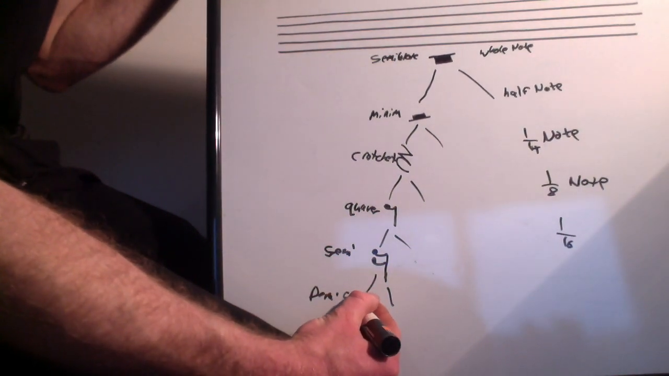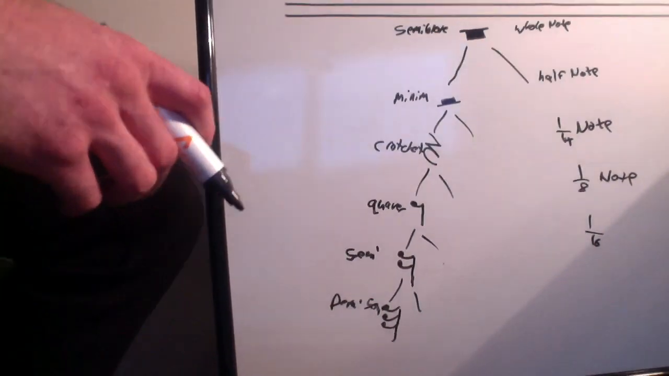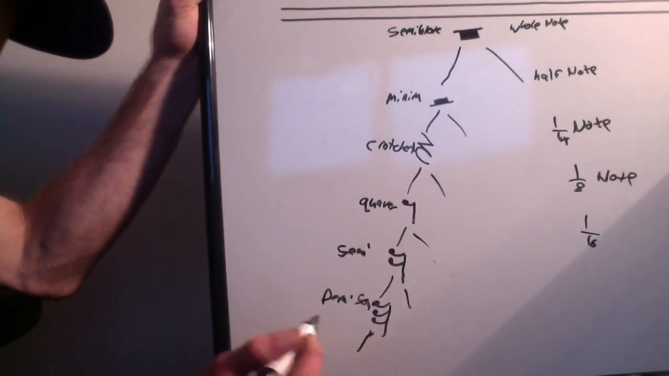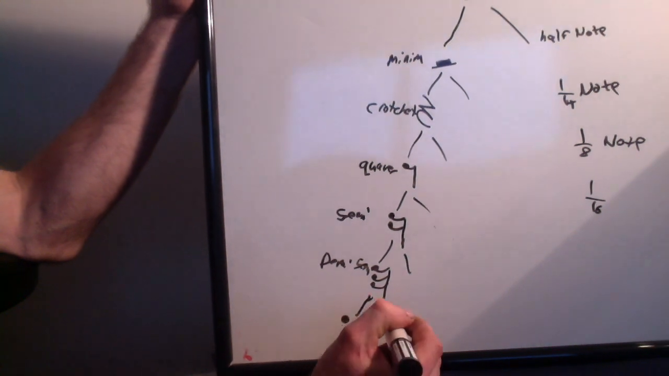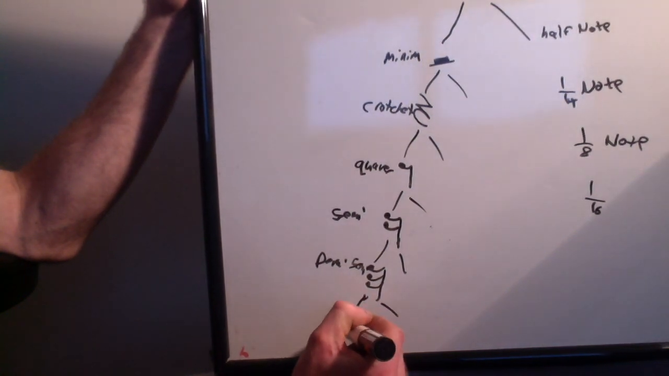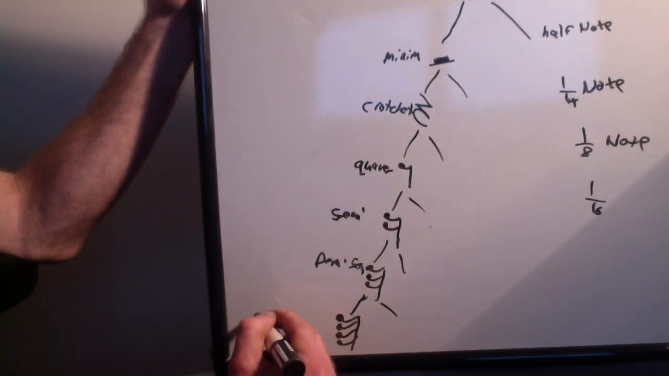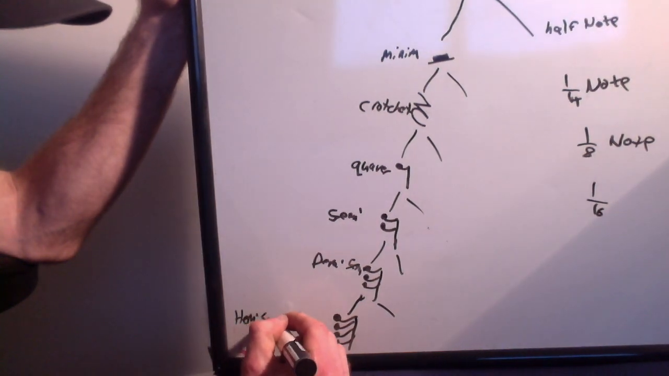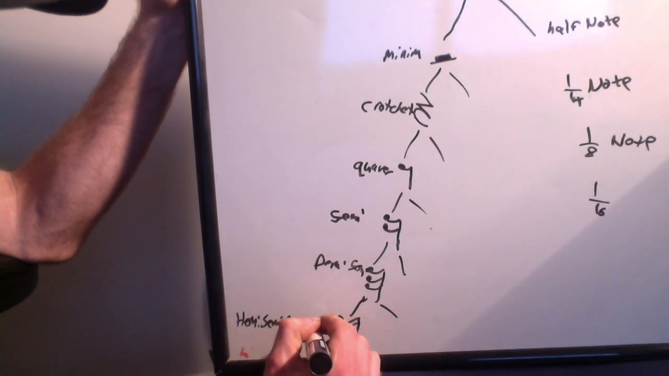My writing's getting wonkier and wonkier as I get further down the board. I'm gonna have to move again. Okay, and then we split that again right at the bottom of our board. And we of course get our 4 tails now, which is our hemi, semi, demi quaver.